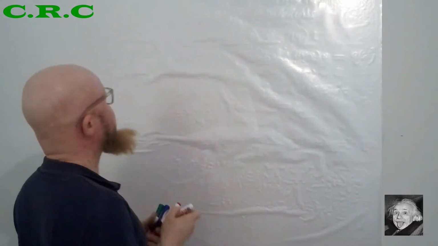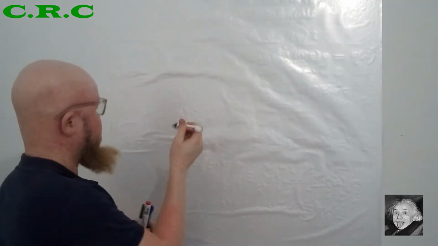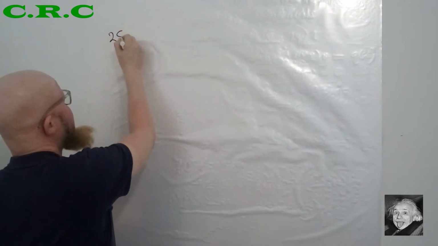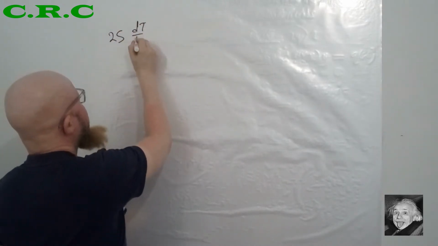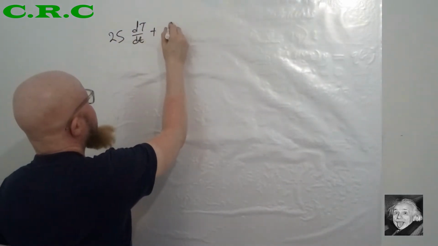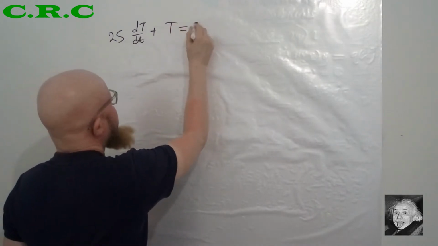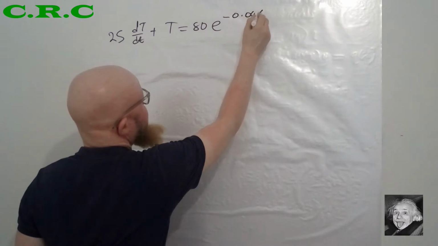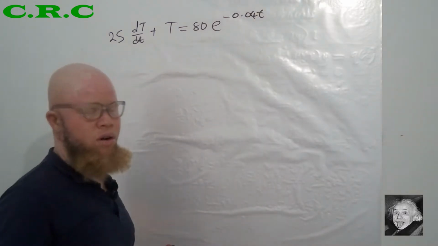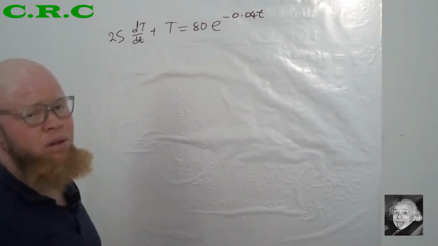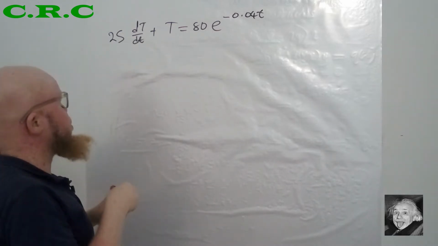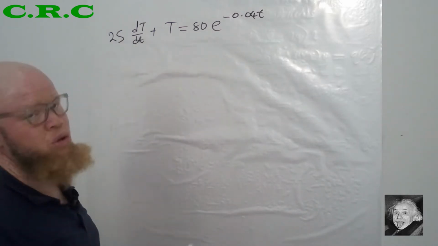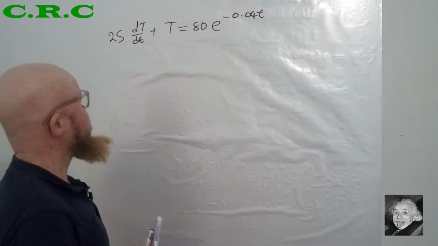So the question is this one. Minus 0.04 t. So as you can see, that's the question, and the question says you have to find the general solution of this ordinary differential equation.